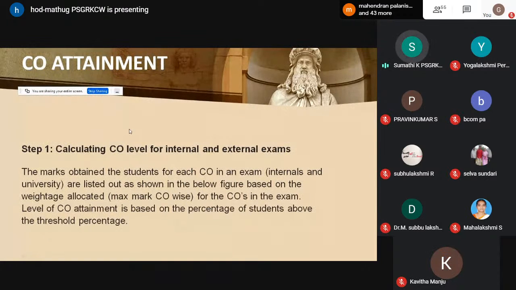So, how is the course outcome attainment calculated? In the first step, the marks obtained by the students for each CO in an examination are listed out. I will show you the figure, it is given in the next slide. And the level of CO attainment is based on the percentage of students above the threshold percentage.